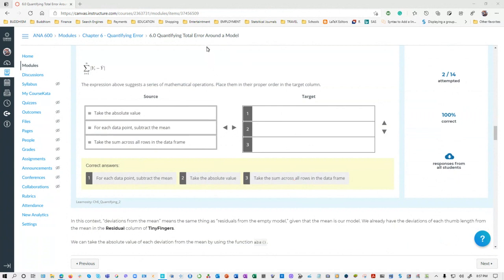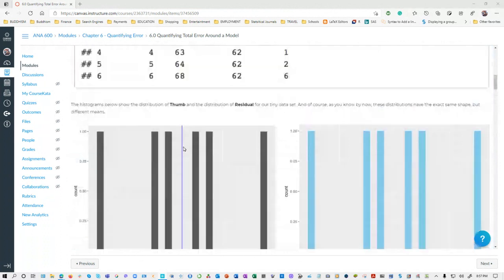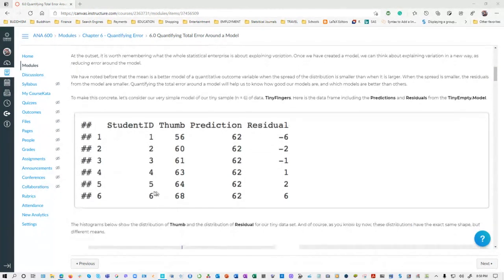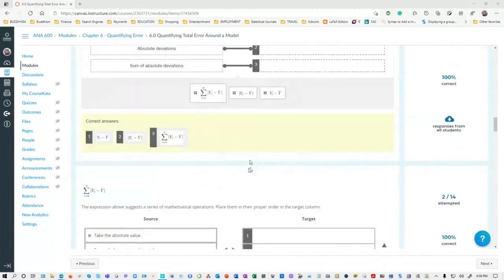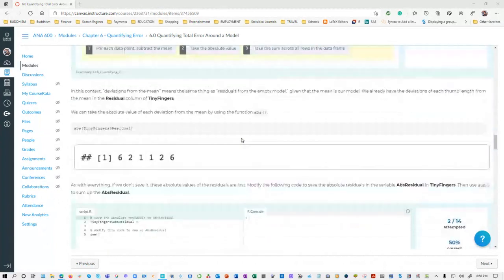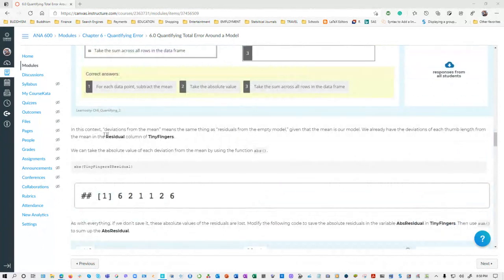Across all rows, okay? That means you're going to go down, see? Plus, see? And sum them up. That's the right procedure, see? So in this context, deviation from the mean means the same thing as the residual. See, I told you. Deviation, if you want, you can call the residuals. If you want, you can call the deviations. You can say the difference.